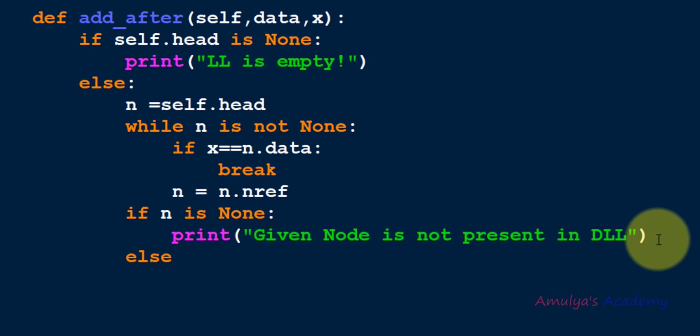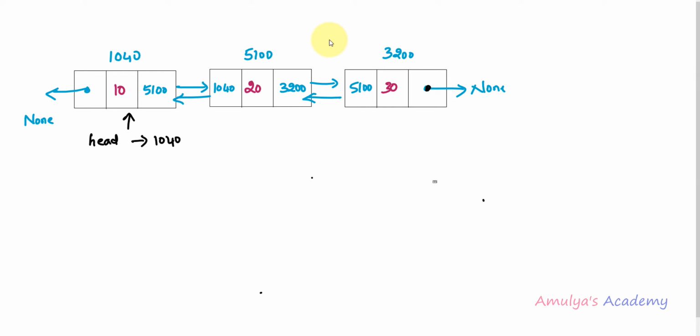Else, if n is not none, that means the break statement is executed. That means we found the x. Now we know where x is present. Now n is pointing to x. Now what we need to do? Let's see that. Now after finding the x, what we need to do?